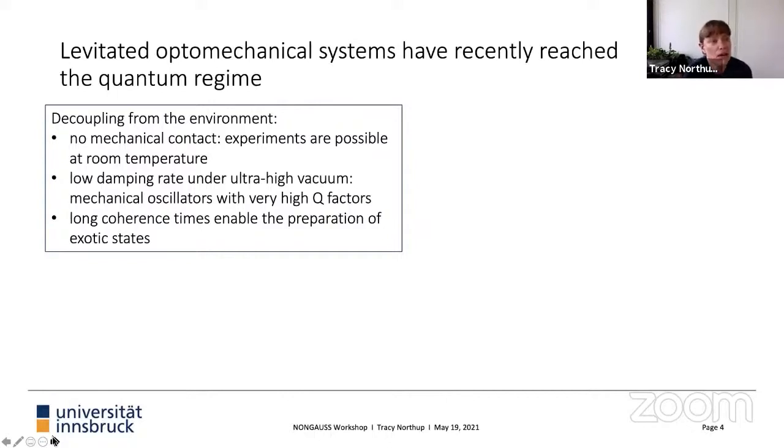And so, what are we thinking about when we're talking about this decoupling? The advantage is that because you have no mechanical contact, no thermal contact with your environment, you can actually do the kind of experiments I'll describe at room temperature, rather than in a cryostat. And if you operate under ultra high vacuum, you can take advantage of a very low damping rate. And so you have access to mechanical oscillators with very high quality factors. And finally, through this decoupling, you can approach coherence times that have not yet enabled the preparation of exotic states in the quantum regime, but that we hope will enable us to do that.